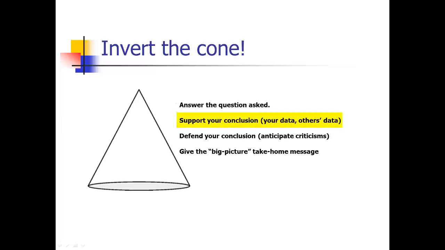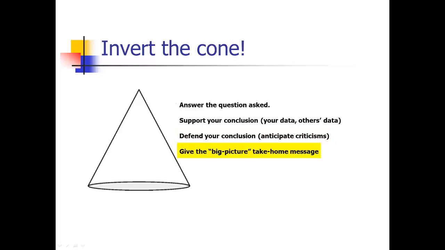Then you give what you think the answer to that question is based on your data. Then you're going to support that conclusion with your data and other people's data from the literature. So give all the lines of evidence, say how your results fit in the context of the literature. Then you're going to defend your conclusions. So this is the limitation section, the obligatory limitation section of your discussion. You want to anticipate the criticisms that people might have, the reasons that they might disagree with your conclusions, and defend your conclusions.